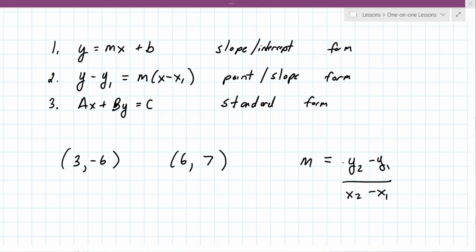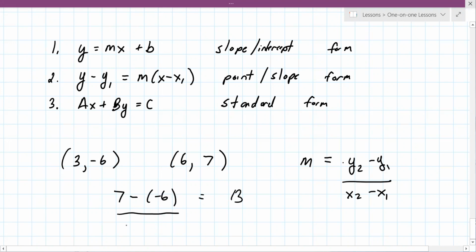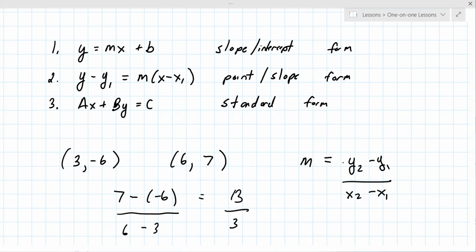So it's 7 minus negative 6. Is that what you got? Yes. Okay, so that's 13. And then 6 minus 3 is 3. So just double check what you got written there. 13 over 3. This does not reduce, so it's as is.